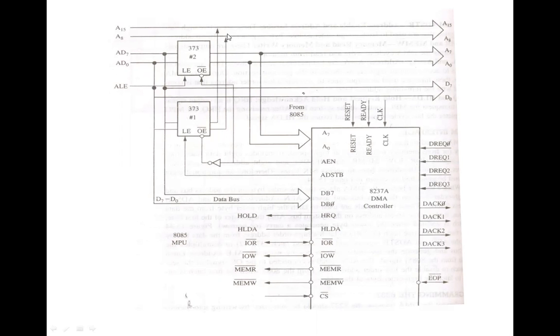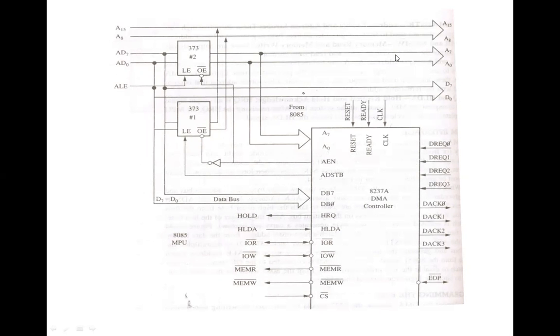into A8 to A15. At the same time, the DMA also outputs the lower order address, that is A7 to A0. So once it latches the value and puts it into A8 to A15, at the same time it latches the value of AD0 to AD7 at A7 to A0. Now, in this way, the total address is available from A0 to A15.